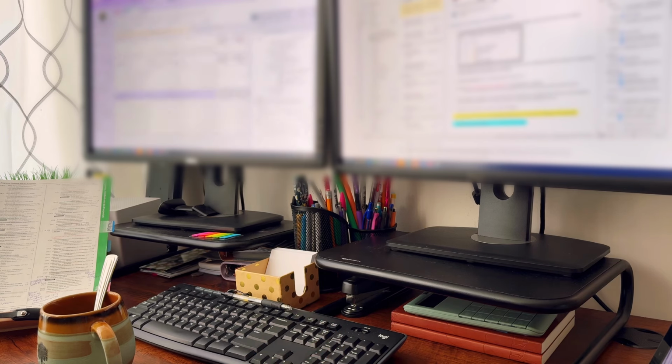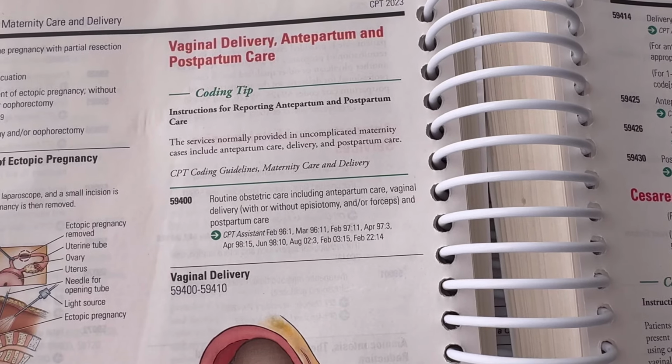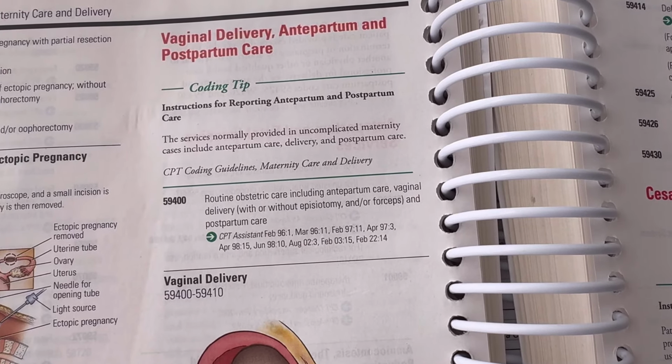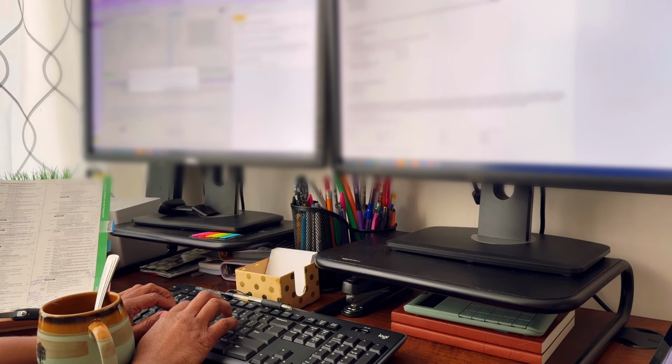Okay, there it is. Yep, they billed everything correctly. So we are going to bill 59400, and that is it for this delivery. See, these ones are so much easier.